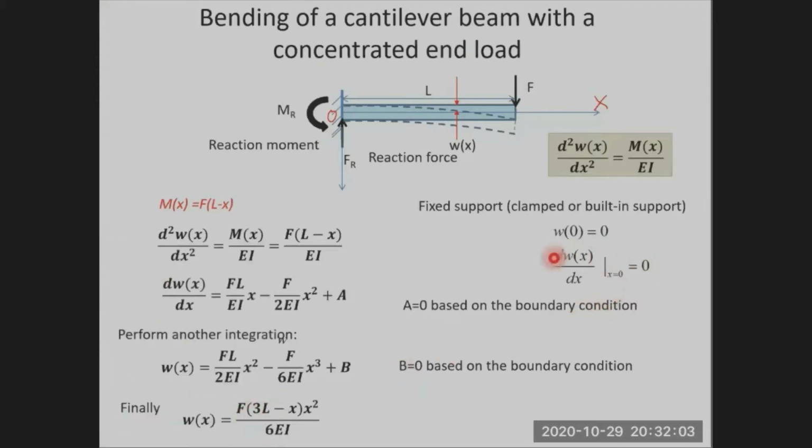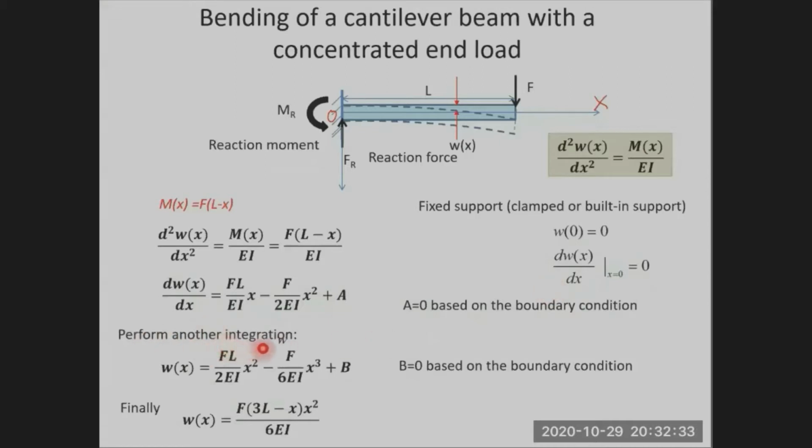So let's use this boundary condition to determine A, the second one, the slope. We set x to 0, and the slope should be equal to 0. How large is A? A must be equal to 0, based on this boundary condition. The slope of the fixed support is 0.